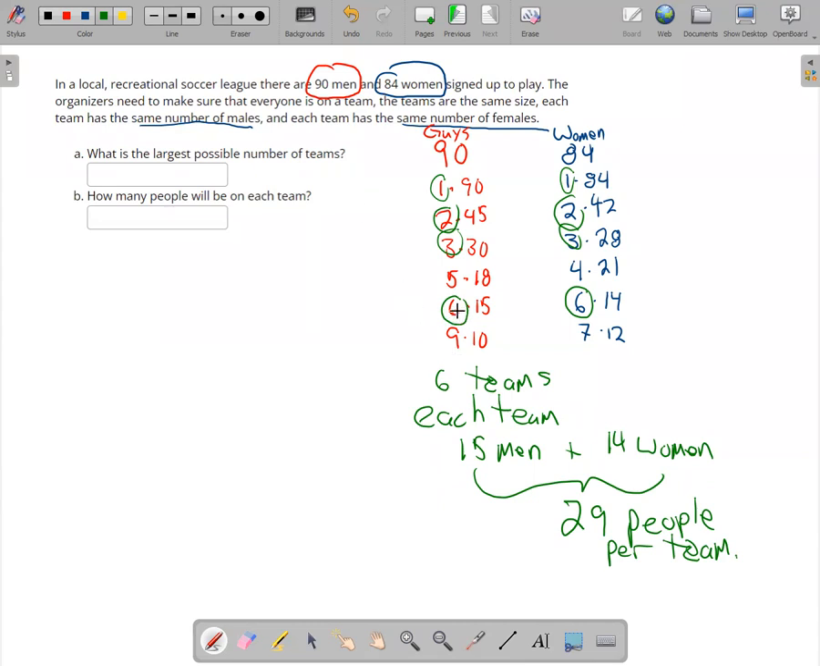Could I do fewer teams than that? Sure, I could do 3 teams or 2 teams or 1 team. That's a lot of people on each team. So I think we want to go with the biggest number of teams, which gives us the smallest number of total players, 29. That's still a big team for soccer. So largest is the largest possible number of teams. That's 6. How many people? 29. That was fun.